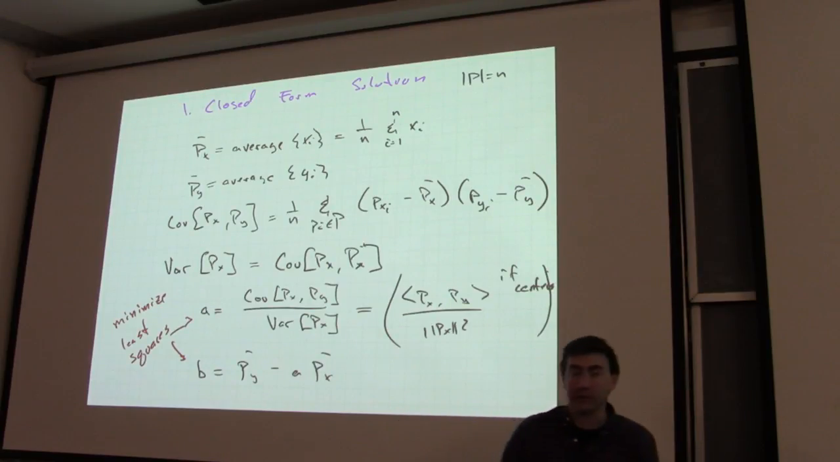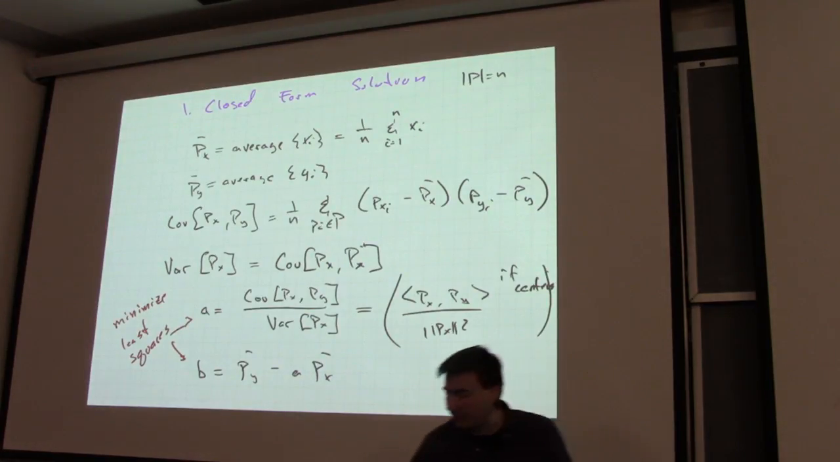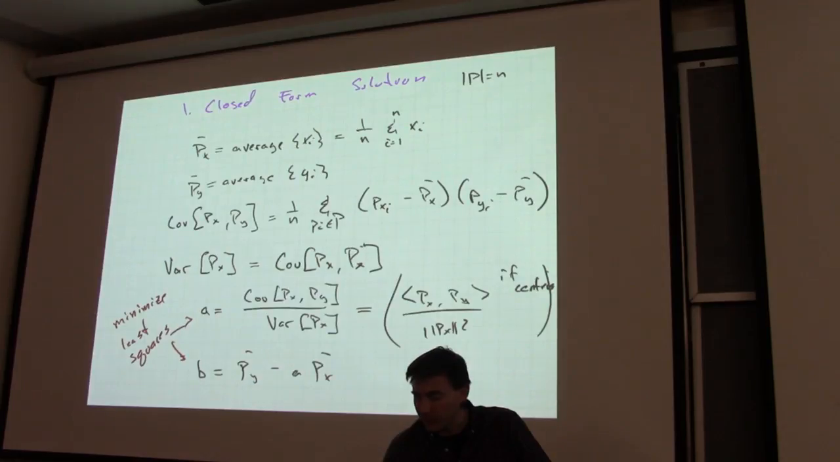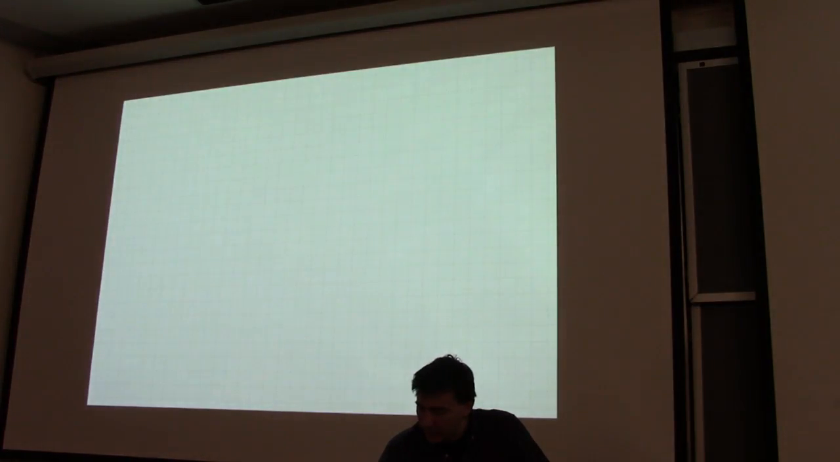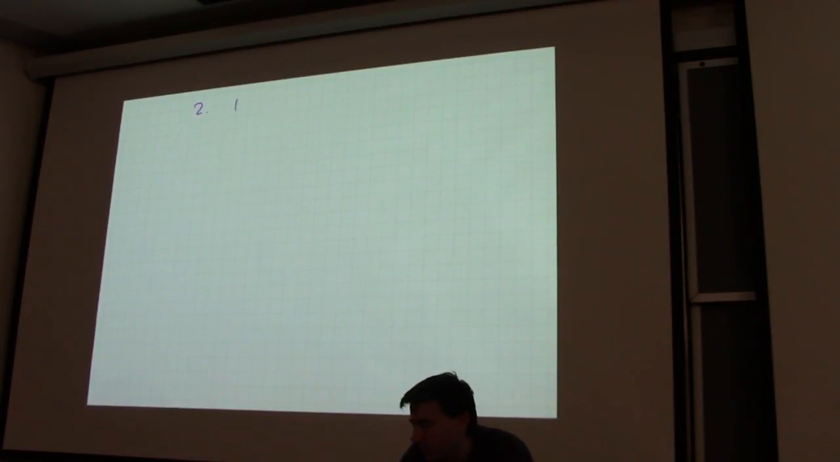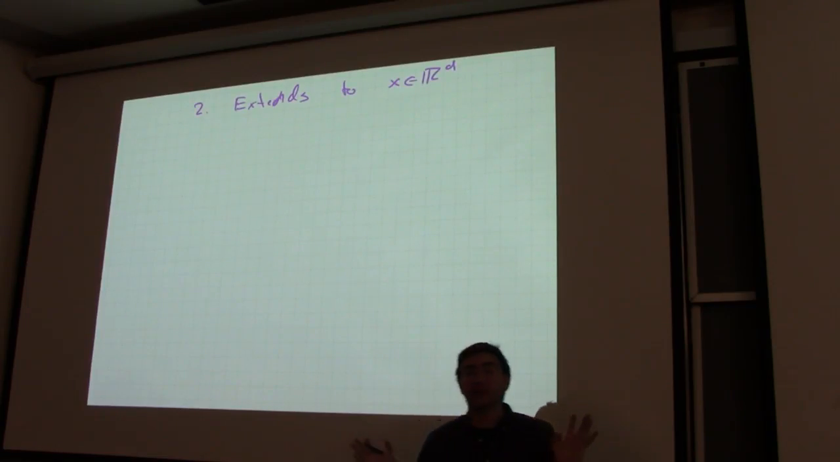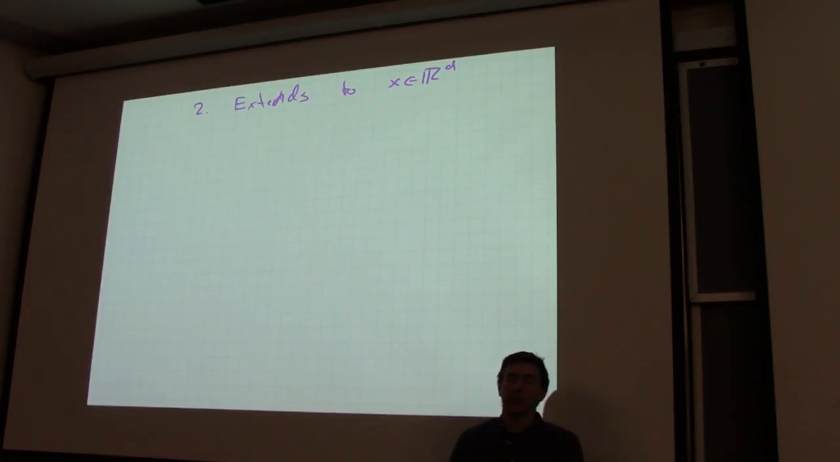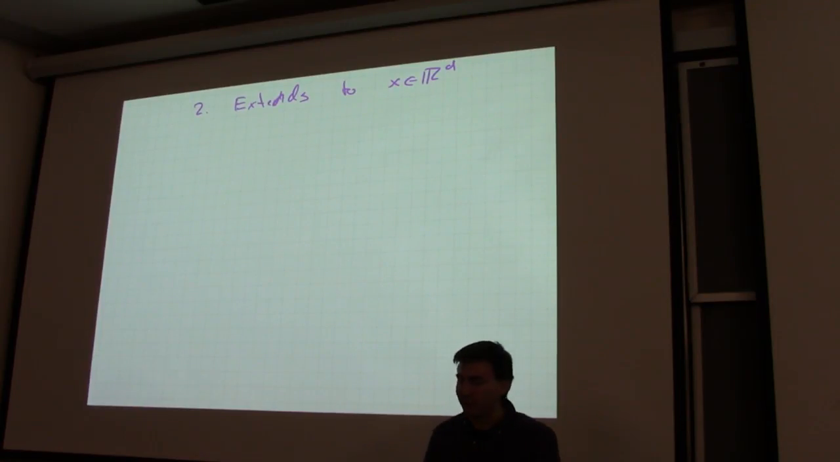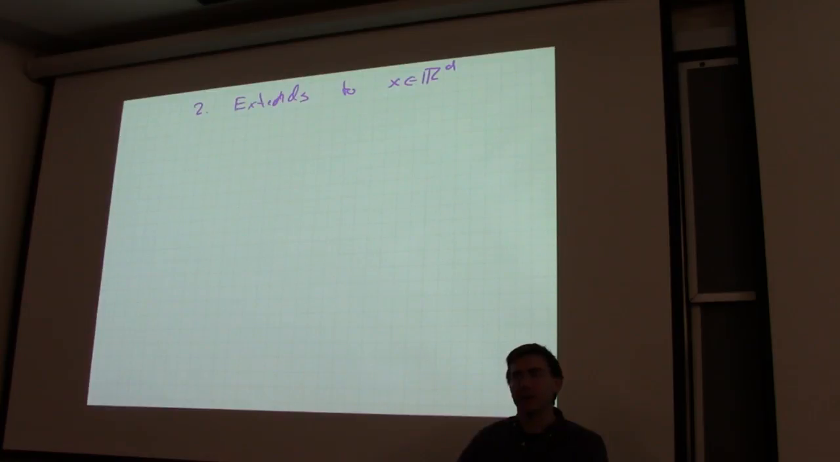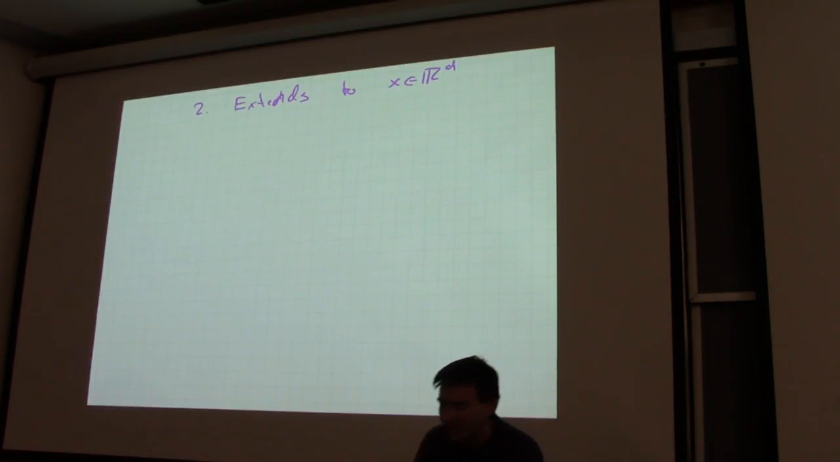Okay, so this is the first cool thing about this: there's a closed form solution. The next cool thing is that this extends to x in R^d. It extends naturally, including the closed form solution and the formulation. This is the only point in this particular lecture where we'll go to higher dimensions.